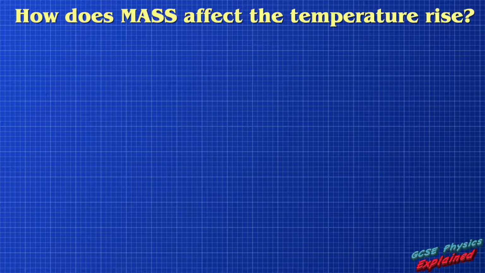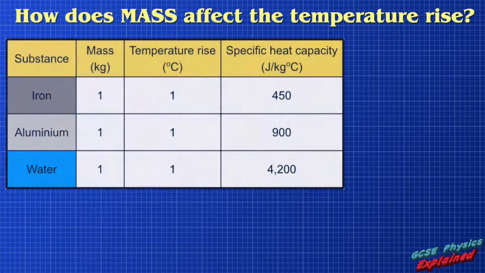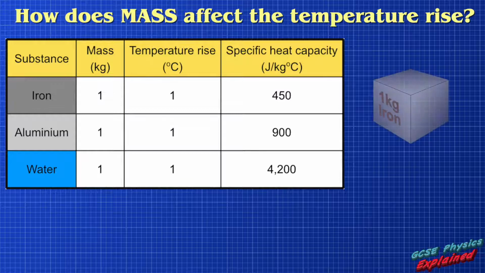Let me check your understanding about how mass affects the temperature rise. The specific heat capacity of iron is 450 joules of energy per kilogram per degree C. So that means if you've got a 1 kilogram block of iron and put 450 joules of heat energy into it, the temperature would go up by 1 degree. It's really important to understand the units.